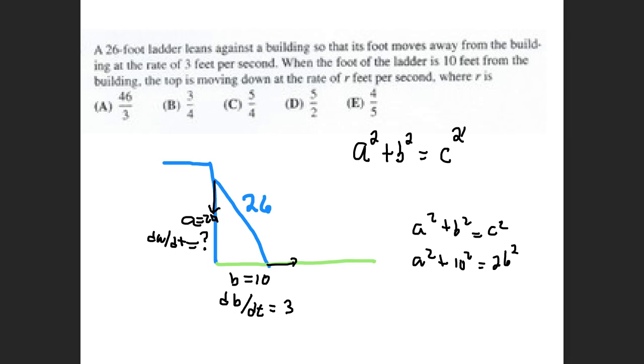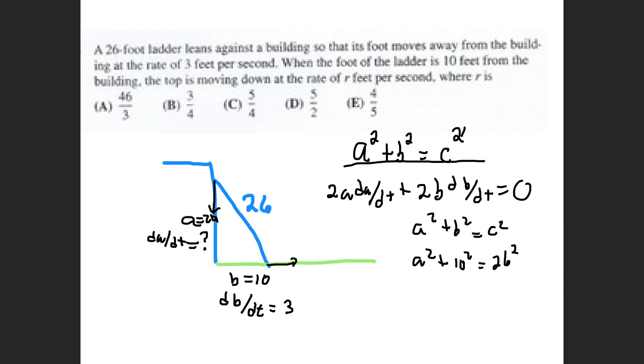All right, now I'm going to take the derivative here, and then I'm going to plug in all my values. A squared, well, that's 2a dA/dt, plus 2b dB/dt is equal to 0. This is a constant. Take a derivative of a constant, it's 0.